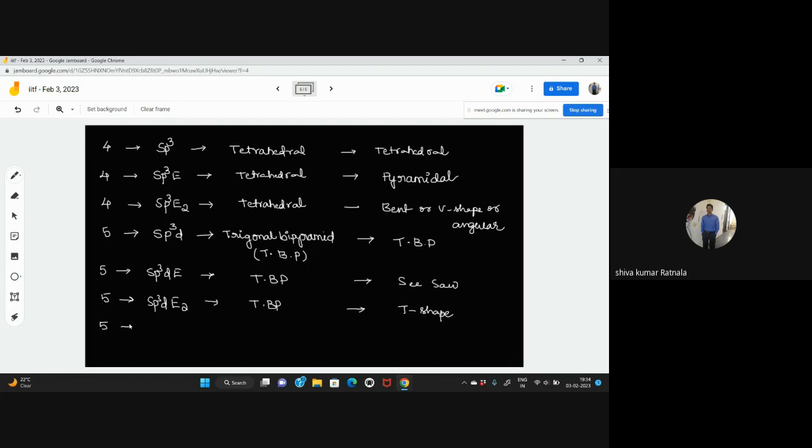X value remains 5, sp3d with three lone pairs. Geometry remains TBP only, and it will become linear shape.